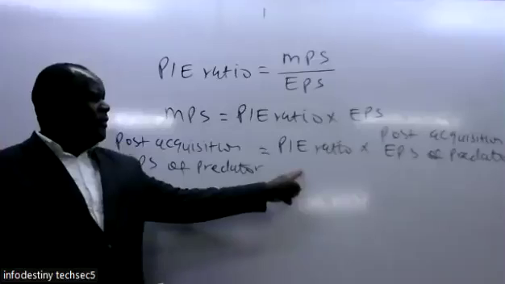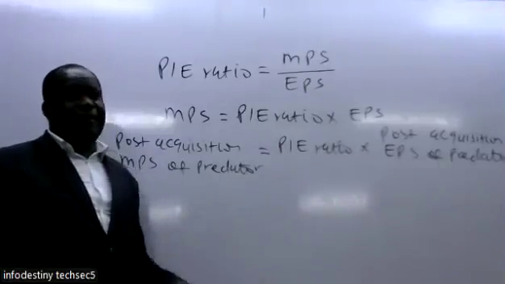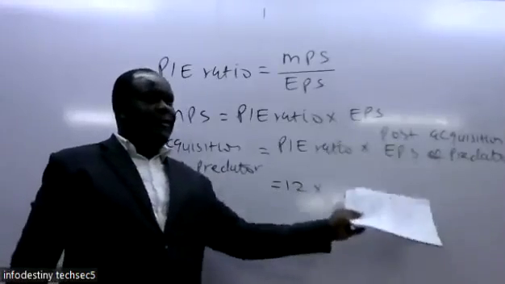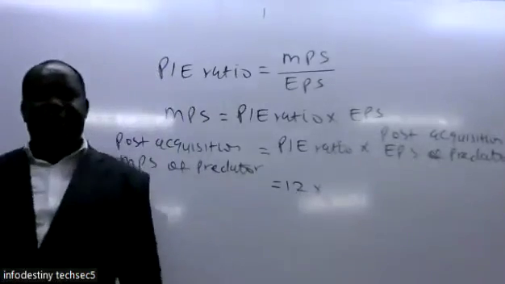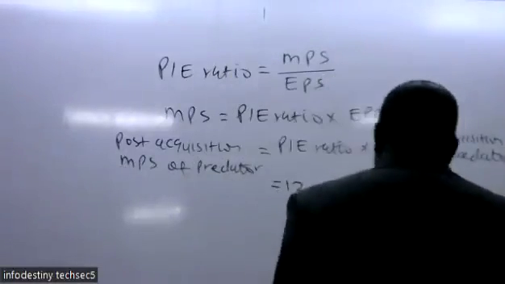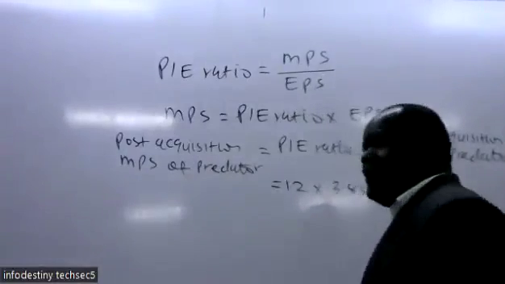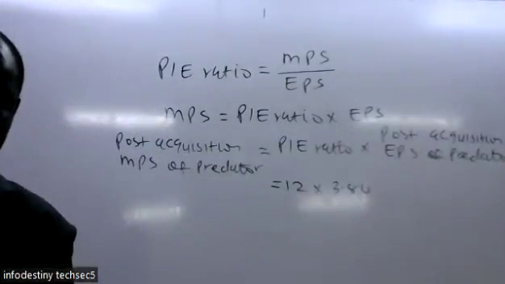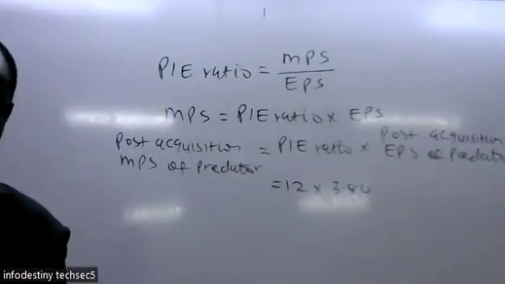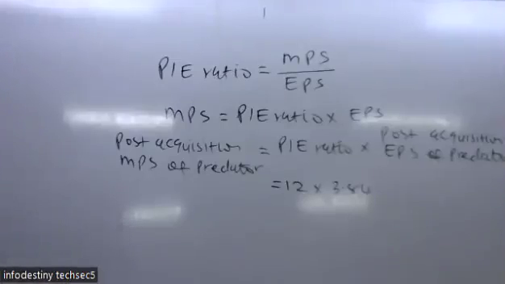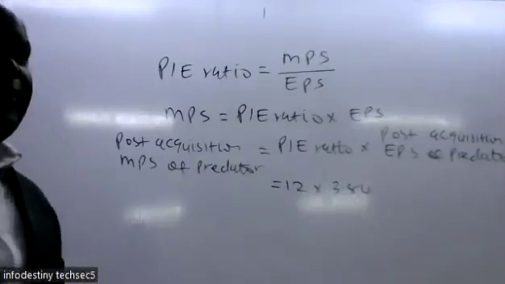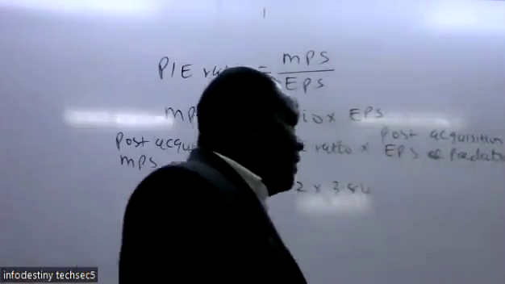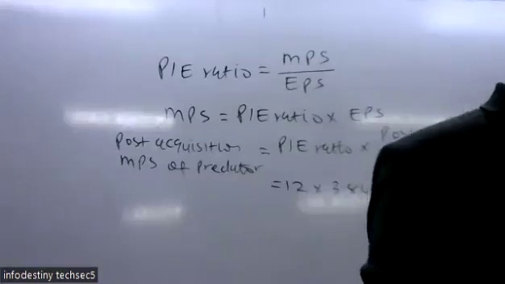The price earning ratio has been given. It drops to 12 times. Then we take the post acquisition earnings per share of the predator from our Roman letter two, which is 3.84. That is the procedure for that item. It should give us 46.08.